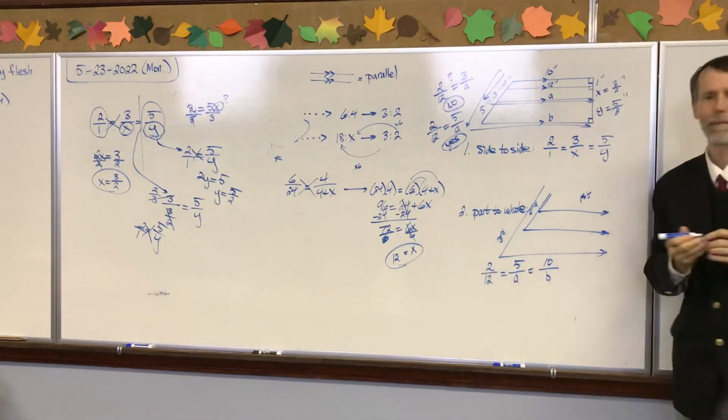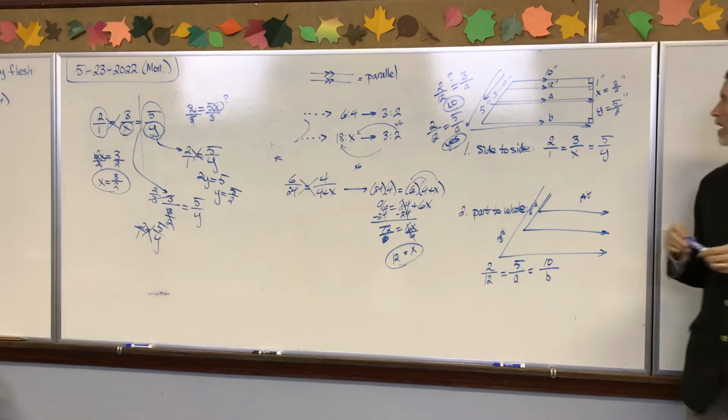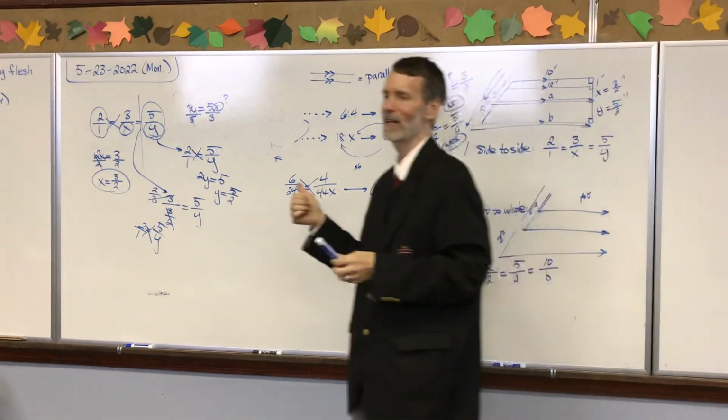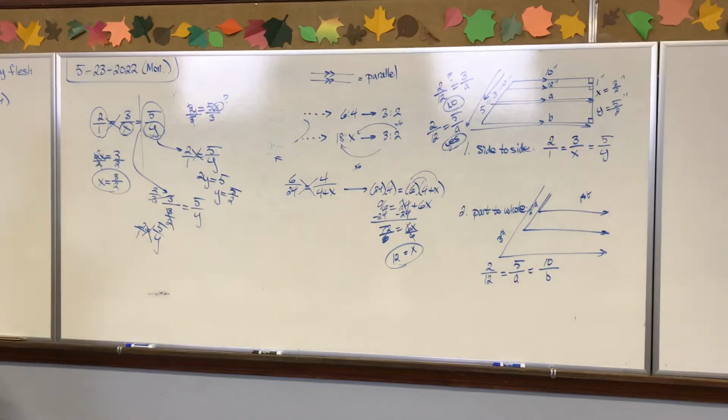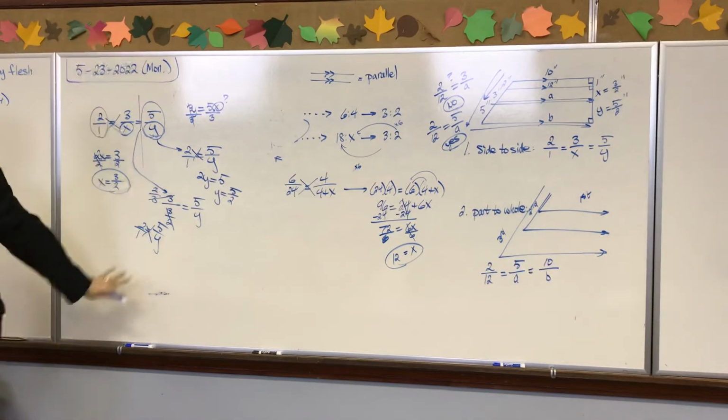That's this missing side. Does this make sense? Notice we have not found A, and we have not found B. That's going to take something else. Are there any questions just on this so far?